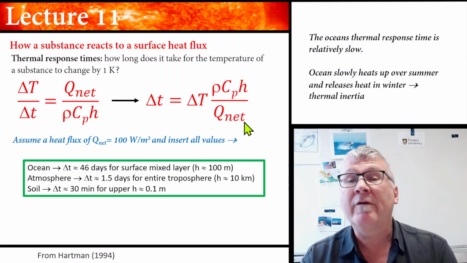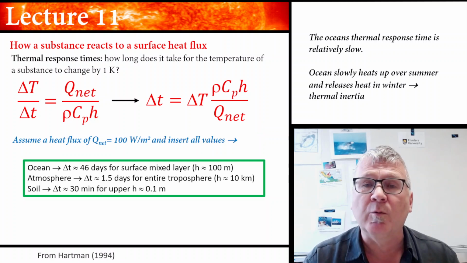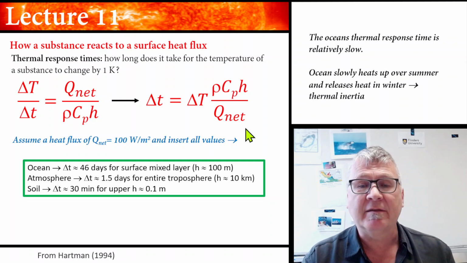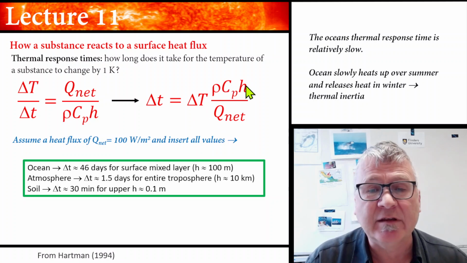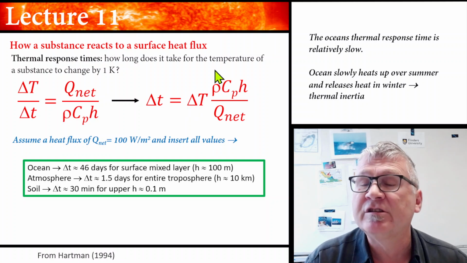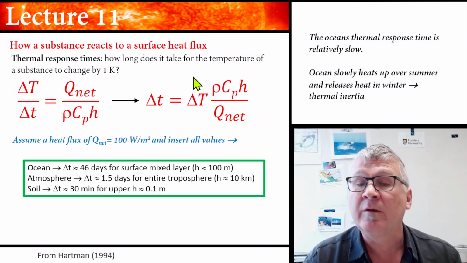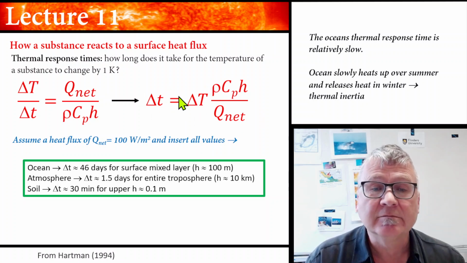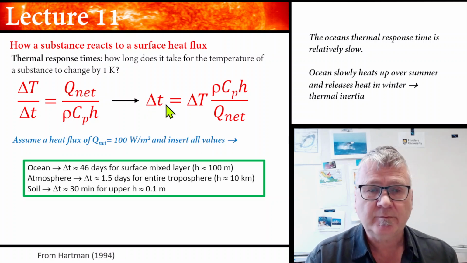And we know everything. Now we assume what happens if we have a heat flux of 100 watts per square meter. We plug that in, we plug in the H value, we plug in everything we know, and for the temperature change we say 1 degree. How long does it take? And we work out the time scale. This lowercase delta t is the time scale.